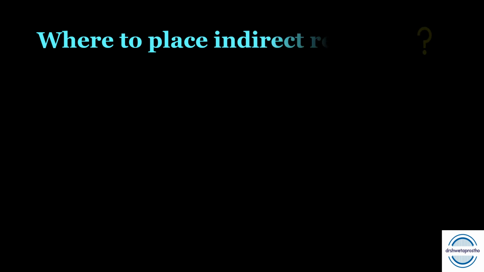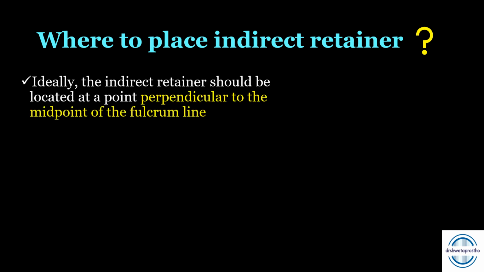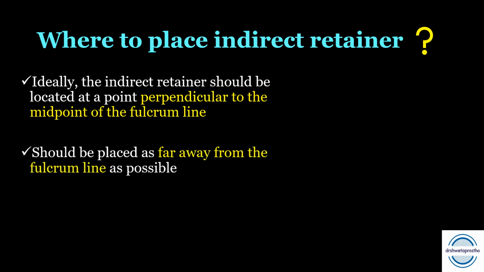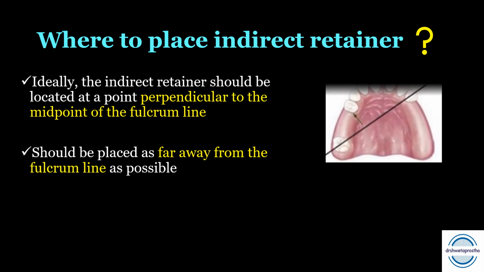Where to place the indirect retainer? These are a set of rules which will be applied while placing the indirect retainer. The first is that the indirect retainer will always be located at a point perpendicular to the midpoint of the fulcrum line. Second, it will always be placed as far away from the fulcrum line as possible because it will reduce the rotational movements of the denture base.